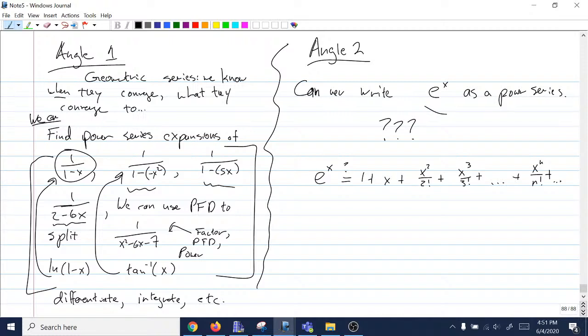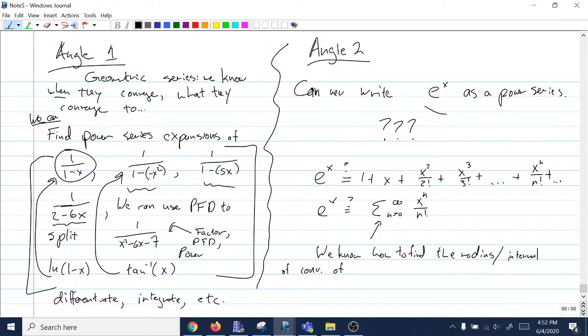But how do we know that it converges? Whether it converges is a question we can answer. We talked about that last time. We know how to find the radius and interval of convergence of the right-hand side.